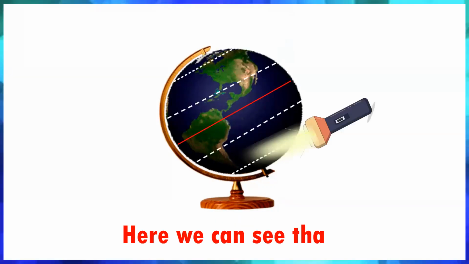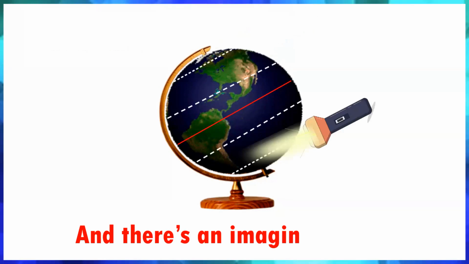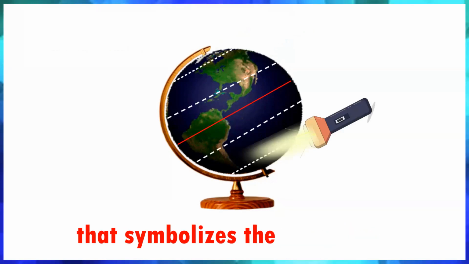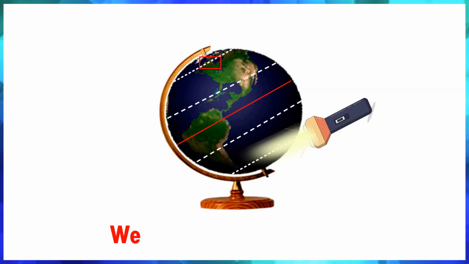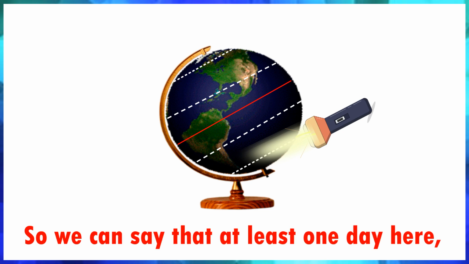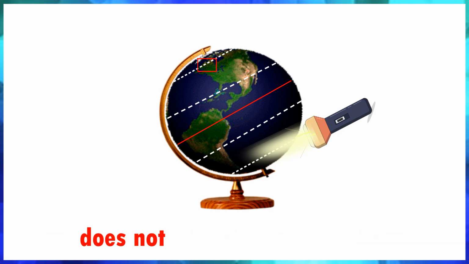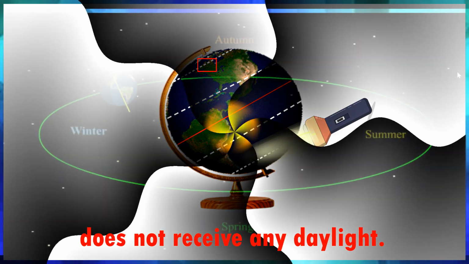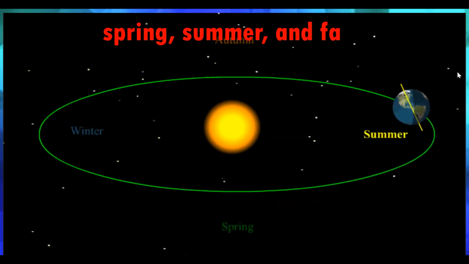Here we can see that this part is receiving daylight, and there's an imaginary line that symbolizes the Antarctic. We call this Antarctic Circle. We know that this part is always nighttime. So we can say that at least one day here, there are certain parts of the earth that do not receive any daylight. Remember when we talk about winter, spring, summer, and fall?